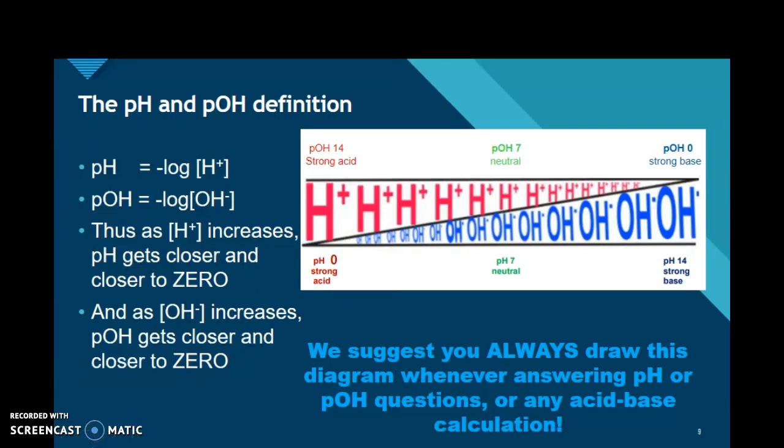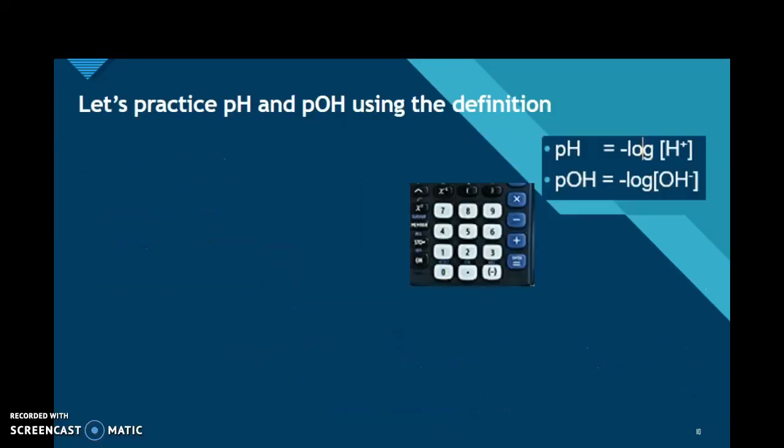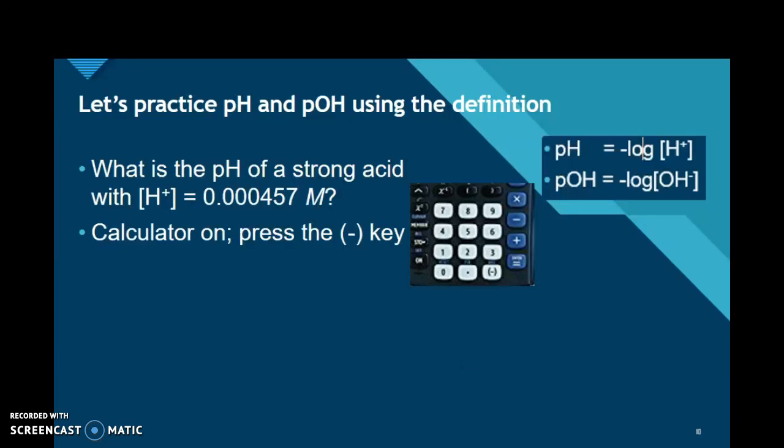Because this is counterintuitive, we suggest you always draw this diagram whenever you're tested on pH or pOH or any acid-base calculation. Now let's practice pH and pOH using our definitions, which you'll see up on the right. So what is the pH of a strong acid with hydrogen ion concentration equal to 0.000457 molar? If you turn on your calculator, you'll press the negative key in parentheses. That's where it is on many keyboards.